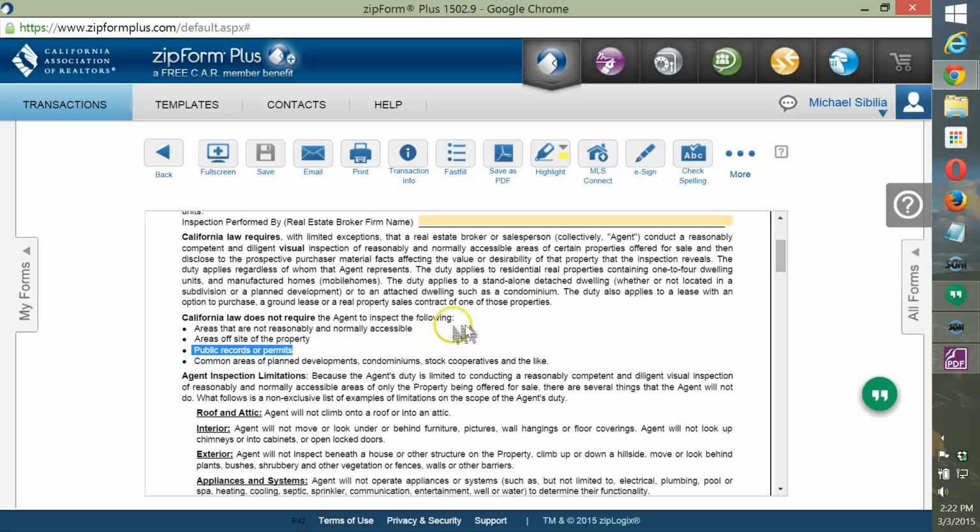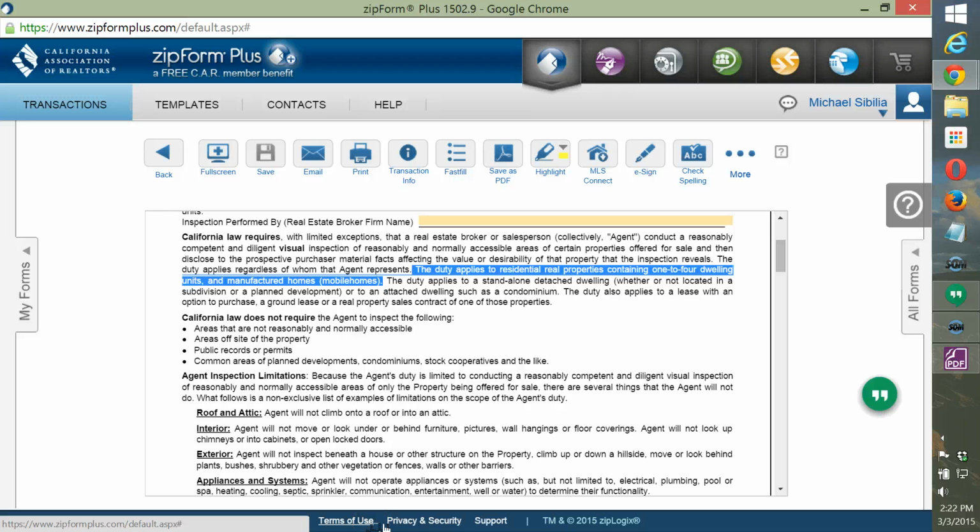That's pretty easy. Dirt, trees. It says the duty applies to residential real properties containing 1 to 4 dwelling units and manufactured homes. It does not apply to raw land, to commercial, or to business opportunities.